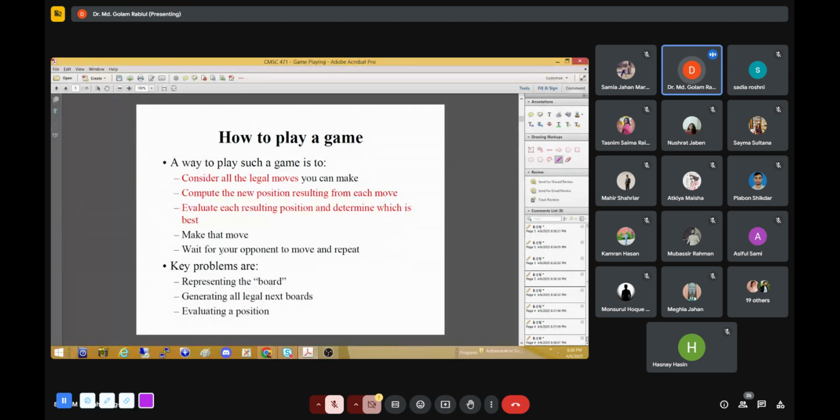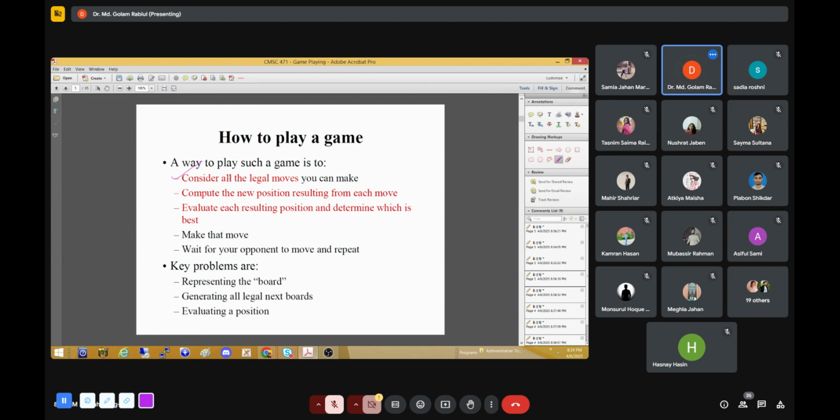Then how to play a game? Usually we consider the gaming environment is like this. They consider all the legal moves you can make. There are several moves or options you can play, but you have to play on the legal moves. And then compute the new position resulting from each move.